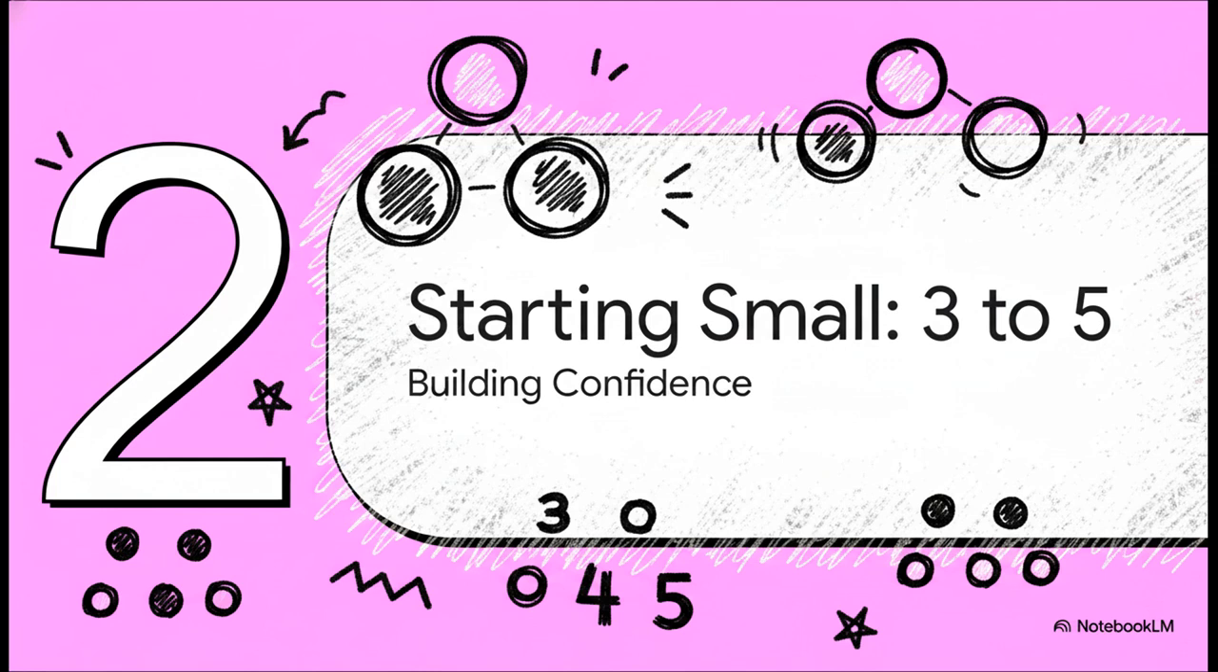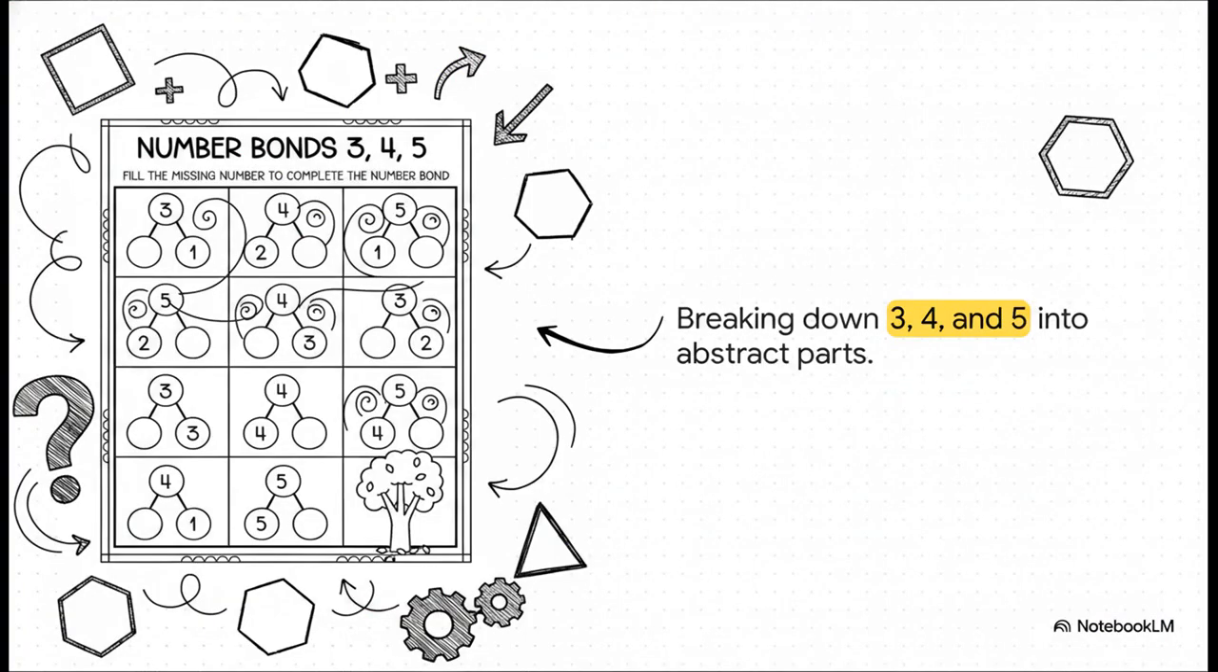Moving right along to section 2, starting small, numbers 3 to 5, and building initial confidence. Now, what's really interesting about this slide is the stark, almost abstract nature of the design. You see these simple circles connected by lines, right? At the top of each little cluster is the whole, say a 3, a 4, or a 5. Below it are 2 connected circles representing the parts. In some cases, one part is filled in, like a 1 or a 2, and the other is just left totally blank for the child to solve. There are no cute pictures here holding the child's hand. It's just a pure, structural representation of numerical relationships.